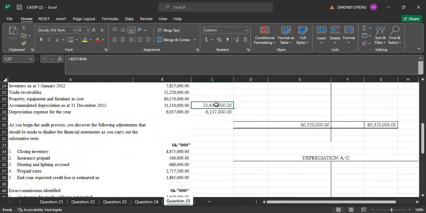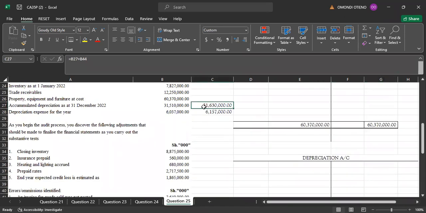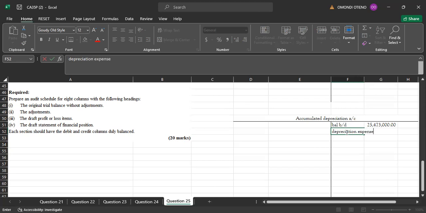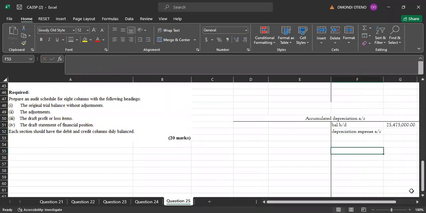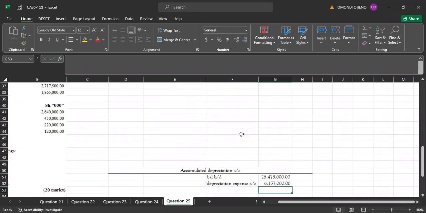So what has happened to the increase? At the beginning, we have 25,473. At the end of the year, we have 31,630. So that increase is caused by the depreciation expense of the current year, which we've been able to see as 61,57. So for us to increase our accumulated depreciation account value, we are going to bring in this figure, that is depreciation. It is coming from the depreciation expense account, of the value of the depreciation expense of the current year, equivalent to this figure here.